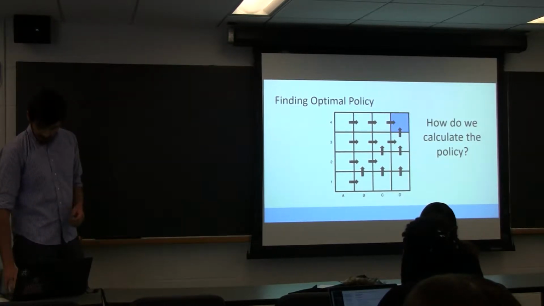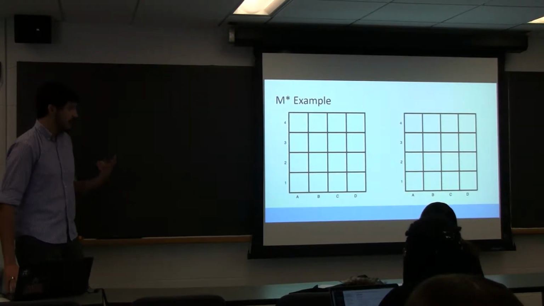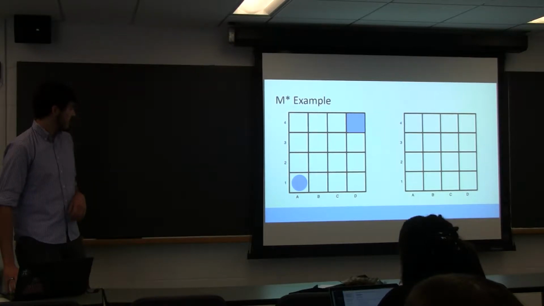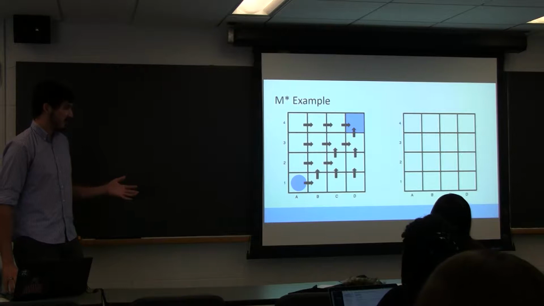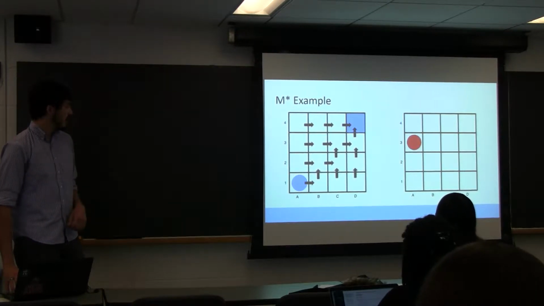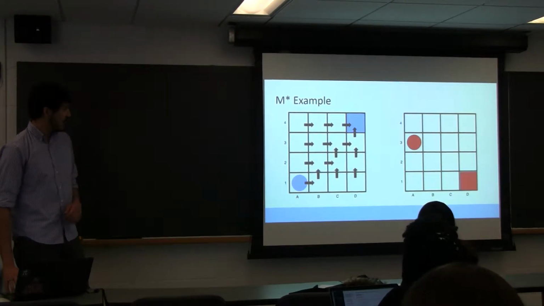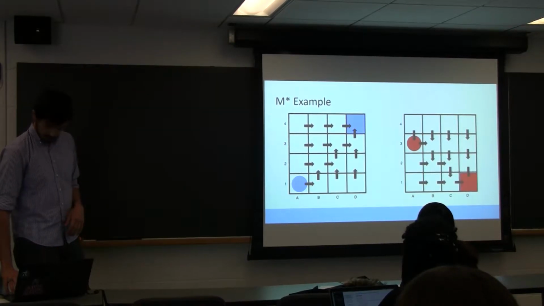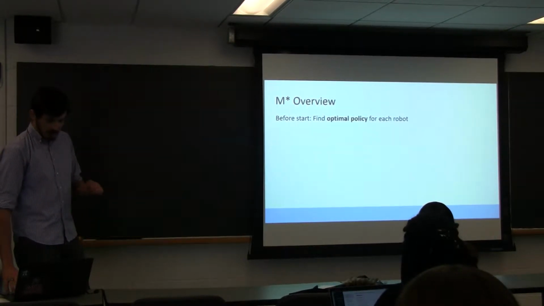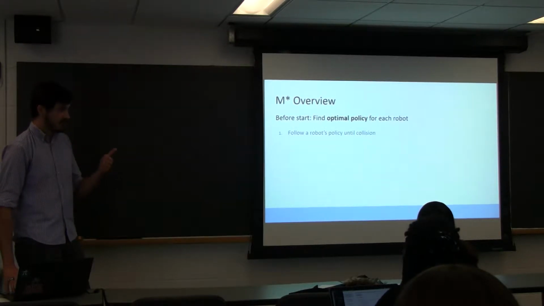Alright. So now, let's say in this example we're going to have two robots, just like the one that we just did. A robot in A1 with a goal at D4 with a policy that we just calculated. And the other robot will be a robot starting at A3 with a goal at D1 with this policy. Alright, so once we have the optimal policy, we first follow the robot's policy until there's a collision.